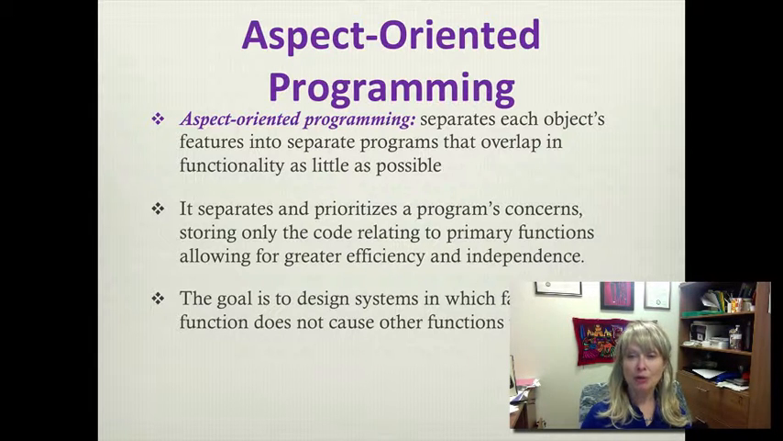Aspect-oriented programming separates each object's features into separate programs that overlap. Okay, and the goal for system design is one where if one function fails, the rest of the thing doesn't fall. In the old days, if one thing failed, often the whole program wouldn't work. But new programs allow the program to continue even if one thing isn't working properly.